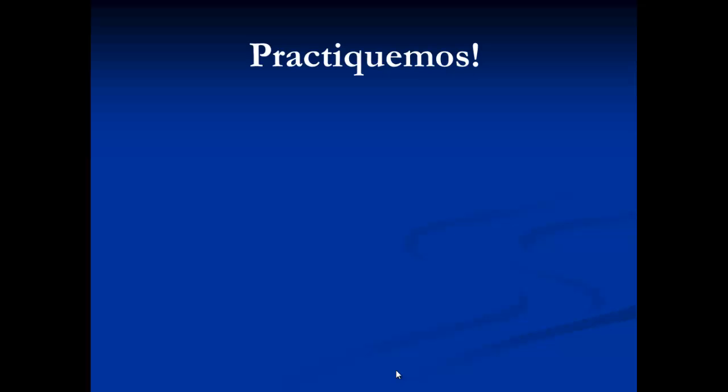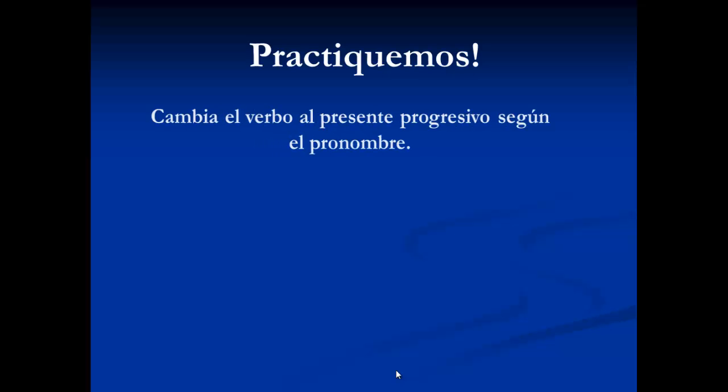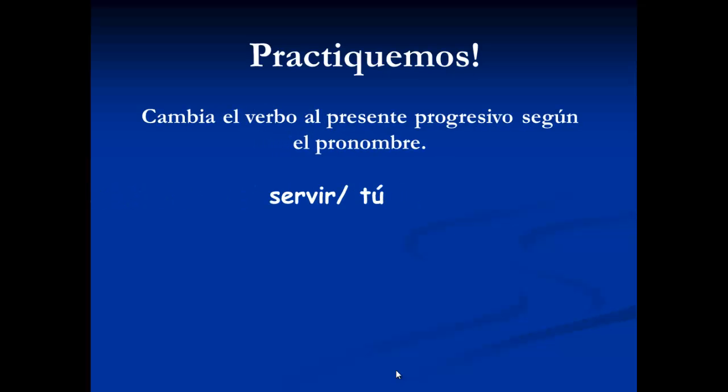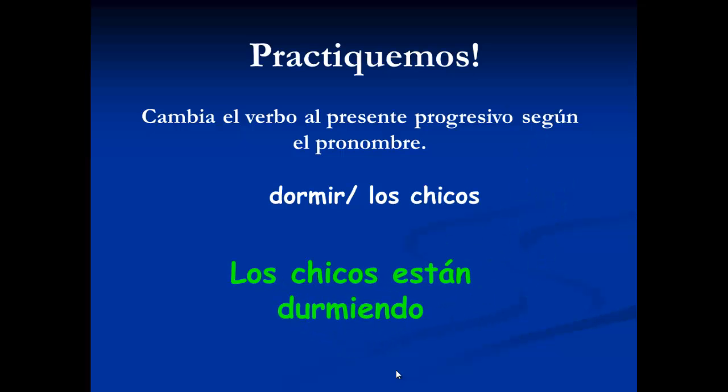So let's take a couple minutes to practice with the irregulars. So servir, think about it. Is it a stem changer or is it a spelling change? So we figured out that it's a stem changer. It goes E to I, so it becomes estás sirviendo. The next one is dormir and los chicos. Dormir again is another stem changer, so you have to change the O to, if you said U, you're correct, and then it would be están durmiendo.